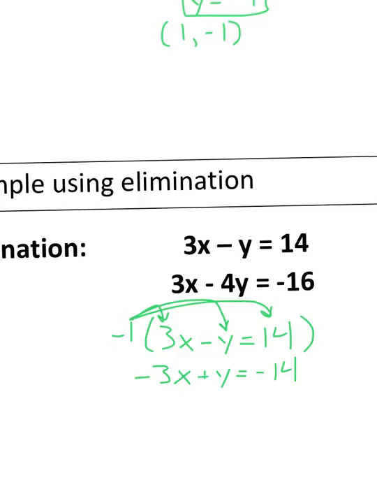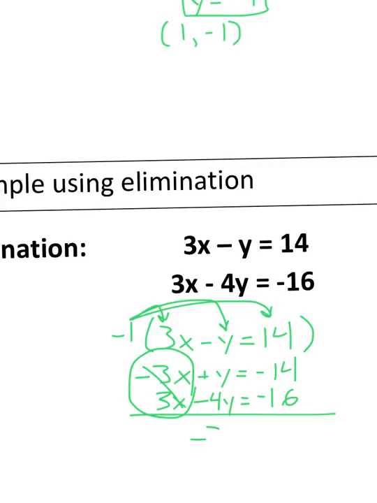So I'm going to use my transformed equation where I now have opposites. So I'm going to bring down my 3x minus 4y equals negative 16. And now I've got two opposites here, negative 3x and positive 3x, which means these are going to cancel out, and I'm going to get 0. Now I've got positive y minus 4y, which is a negative 3y, equals negative 14 minus 16 is negative 30. I'm going to divide both sides by negative 3.